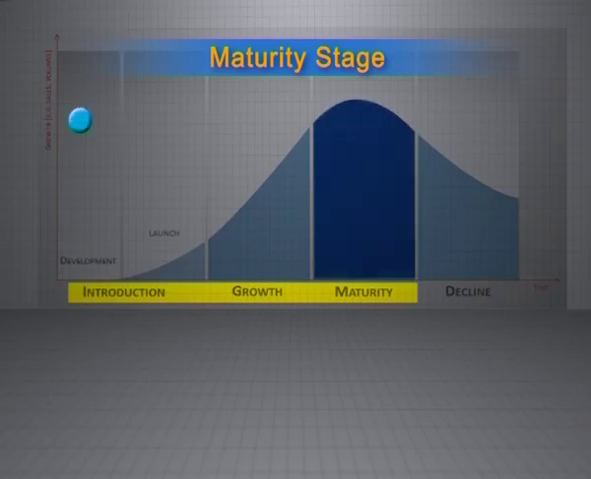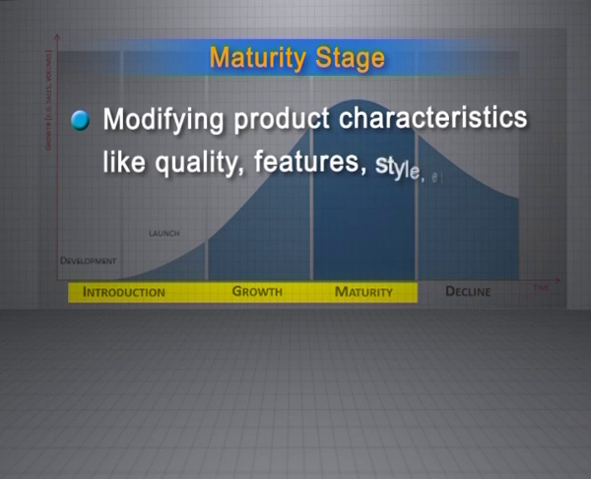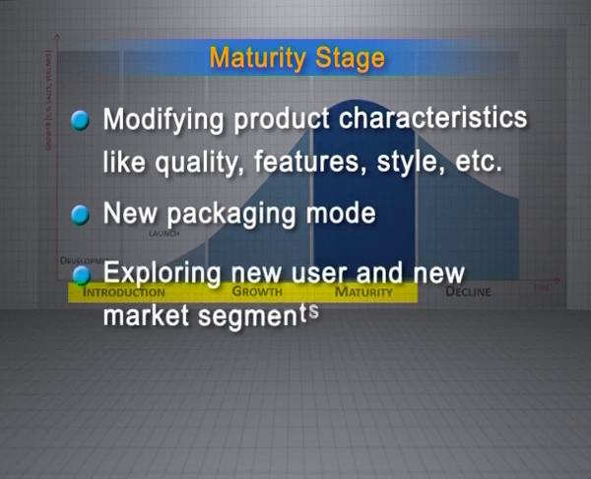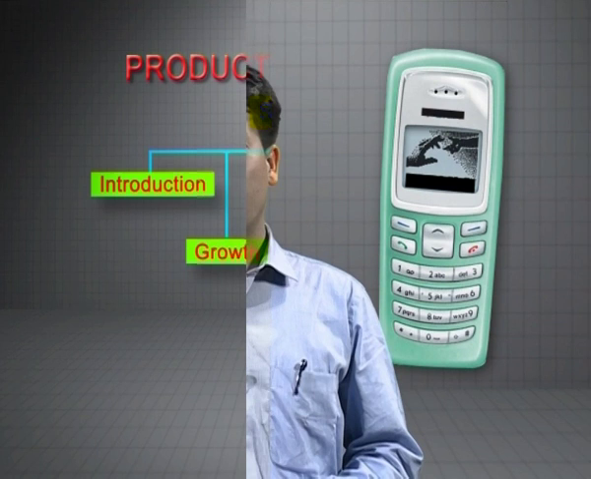To prolong the product life and to maintain the sales volume, the marketing manager uses certain techniques and strategies. These are modifying product characteristics like quality, features, style, etc., new packaging, and exploring new users and new market segments. An example of a product in the maturity stage is the DVD player and mobile handsets without Android.